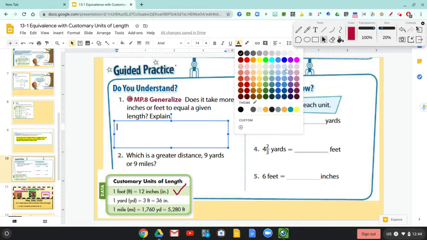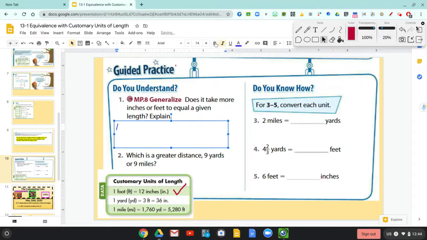Let me just change this to blue and we'll make it bold so it stands out. So I'm going to restate. So it takes more inches than feet because 1 inch is smaller than 1 foot. So there are more inches than feet.